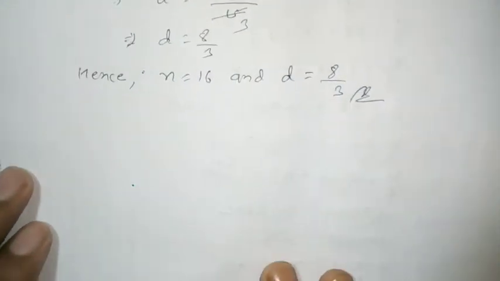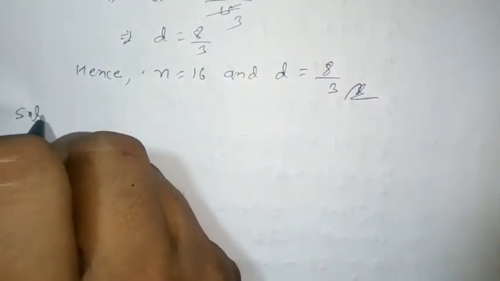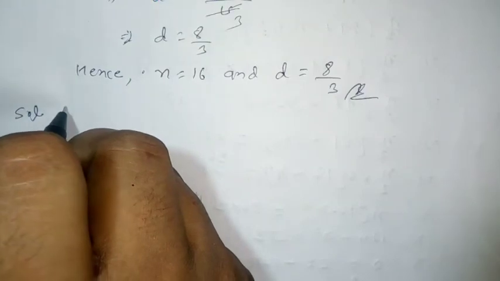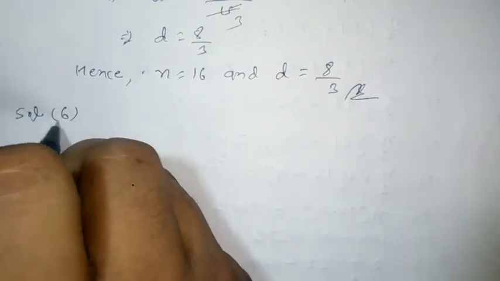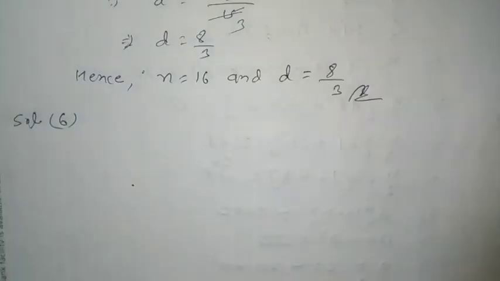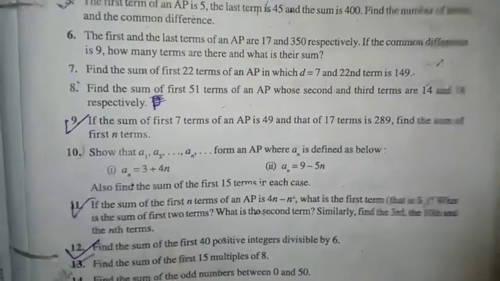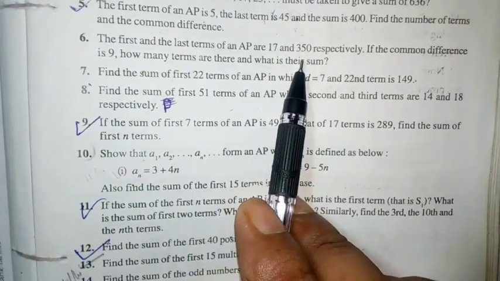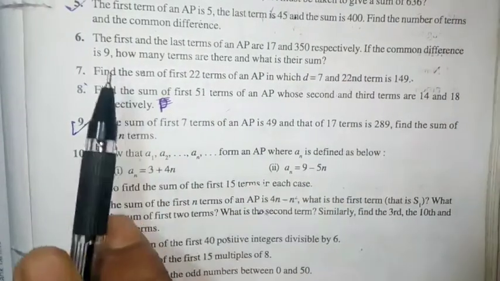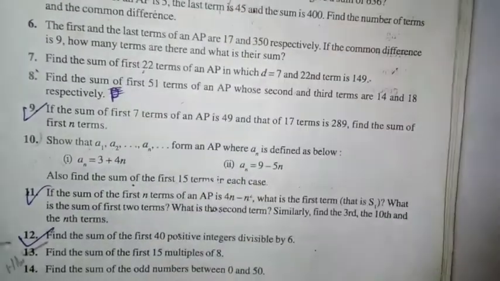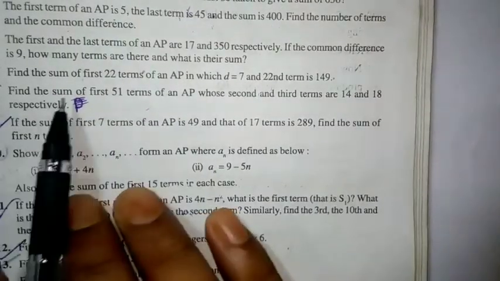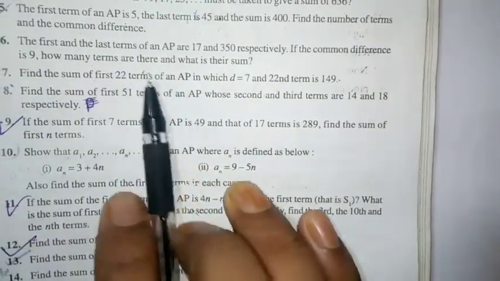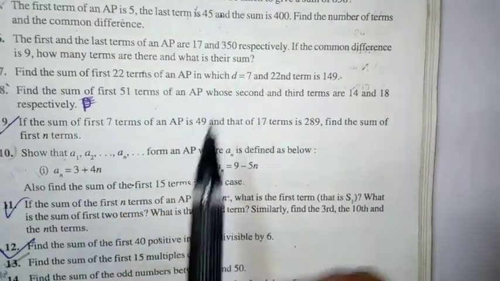Answer. The next question, question number 6. The first term and the last term of an AP are 17 and 350 respectively. If the common difference is 9, how many terms are there and what is their sum?